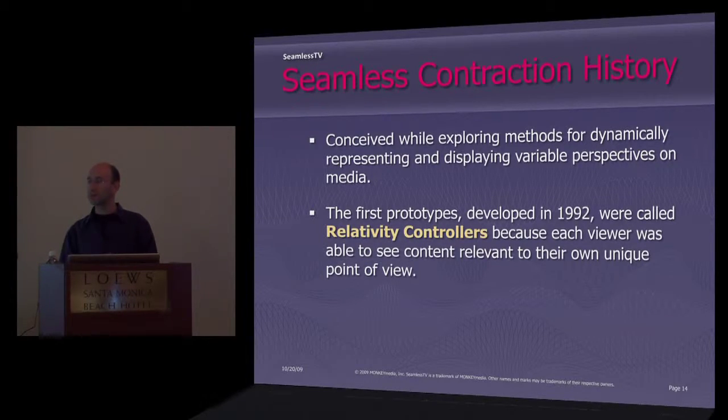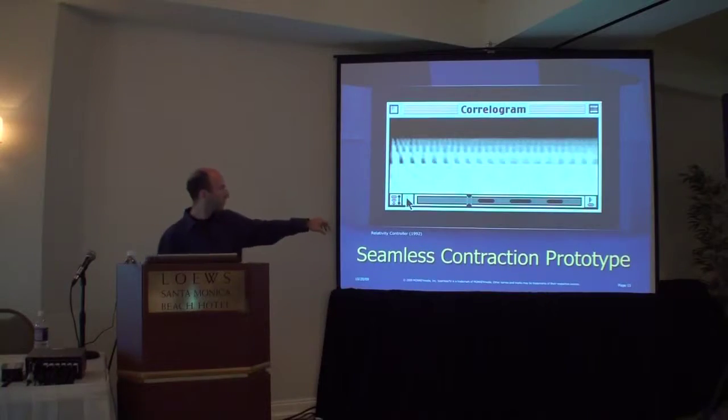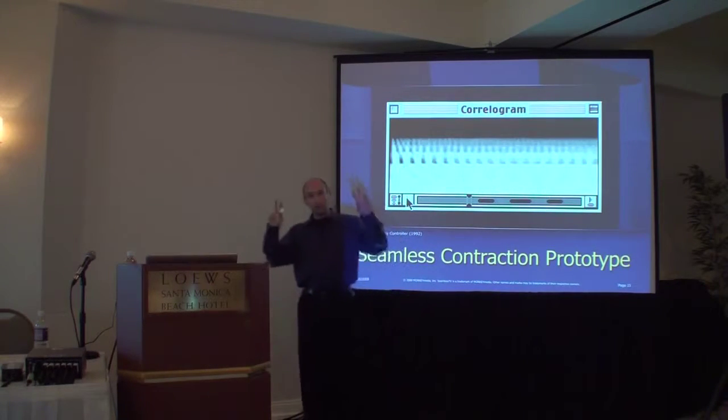And working off the Einsteinian principle that depending on your vantage point, the world looks different. So how can we use the power of computing to make the world look different and look relevant depending on what you care about? So I'd like to show you a prototype that I built in 1992 of the relativity controller. In this, you'll see in the scroll bar, there's some marked areas and some unmarked areas. Here, this has been pre-annotated to say that these dark areas here are what's salient.